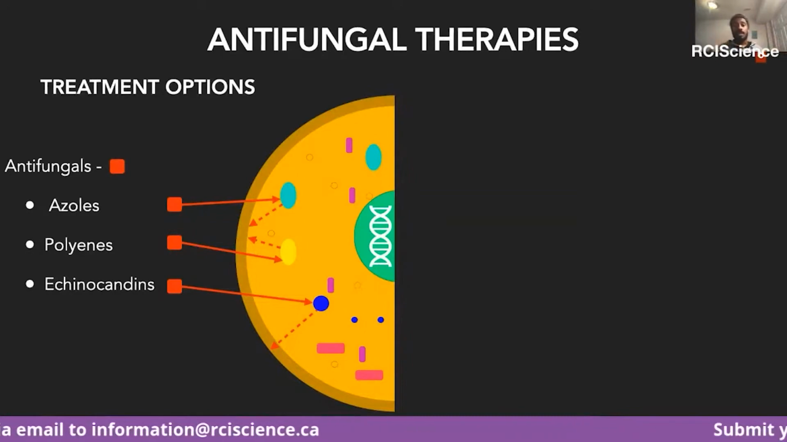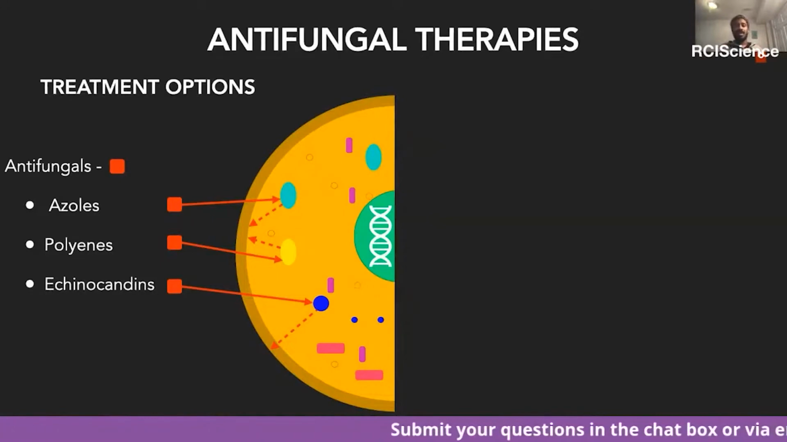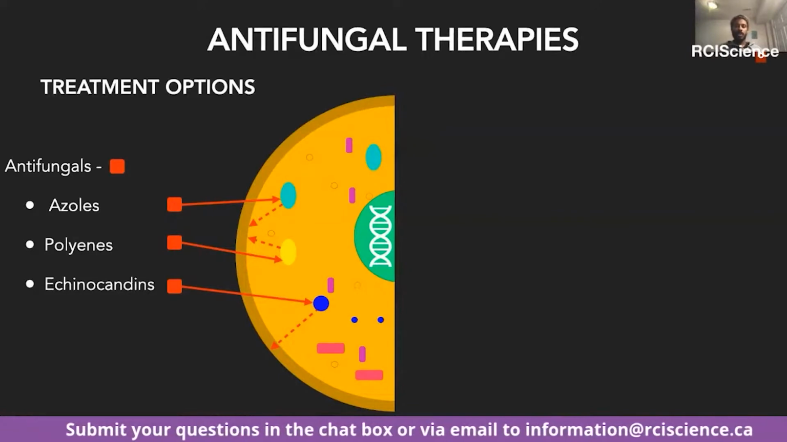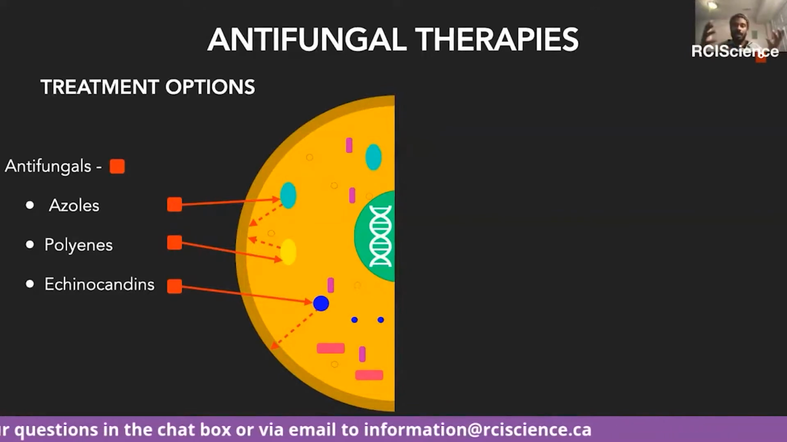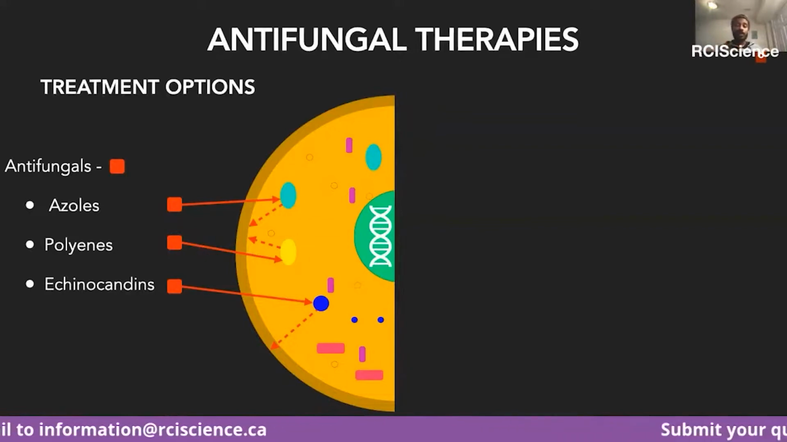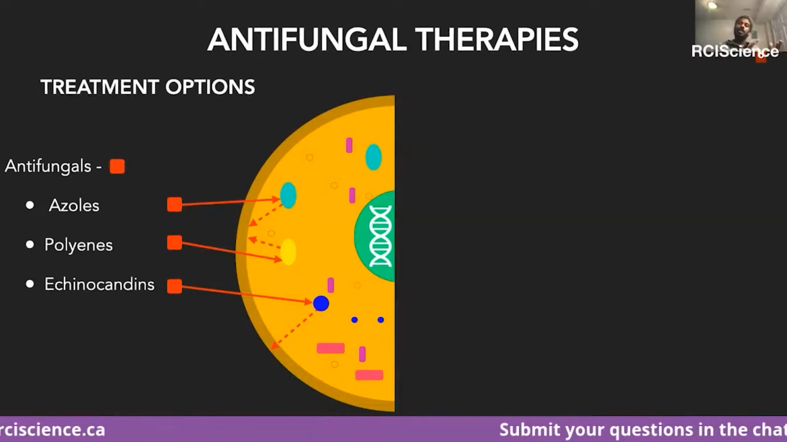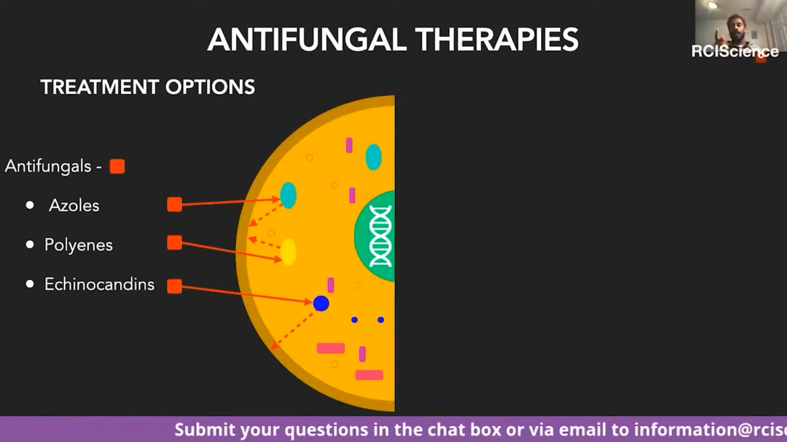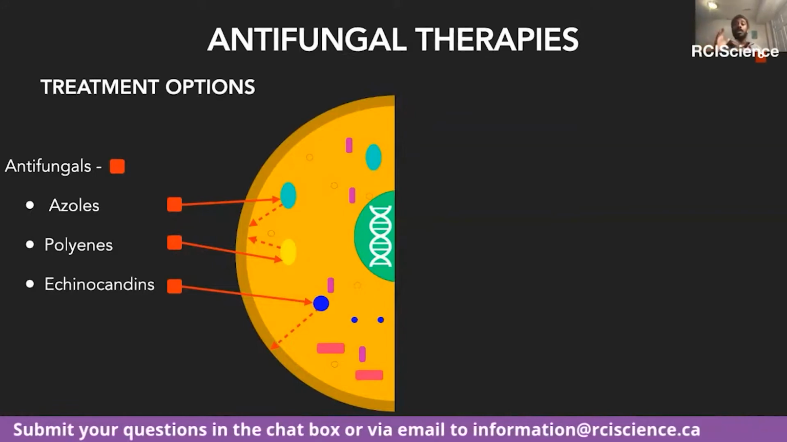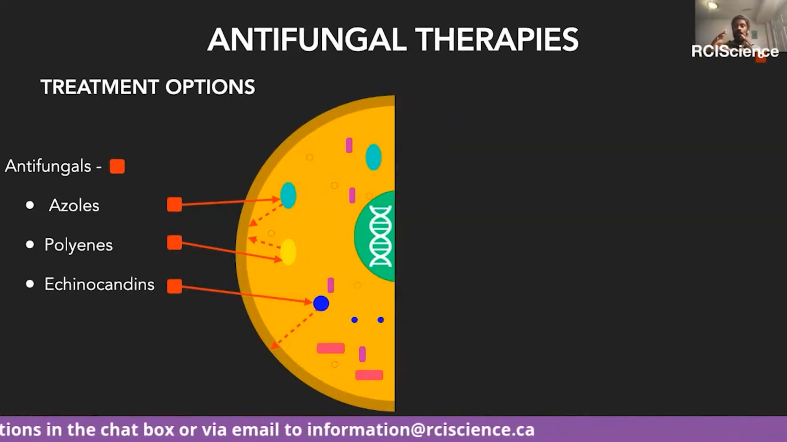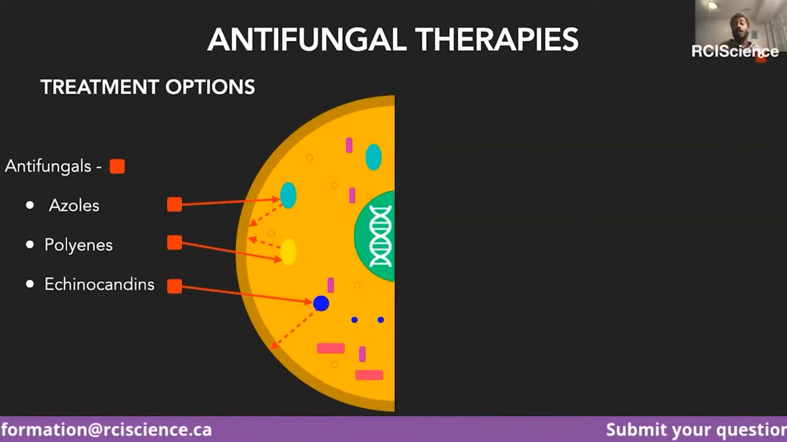Then we have the polyenes. The polyenes are antifungals that physically bind to components of the cell membrane. It forms these antifungal-induced pores in the membrane and causes the cell to literally rupture, killing it. And finally, we have the echinocandins. These are a cool group of antifungals that, similar to azoles, prevent the creation of new cell components. But instead of targeting the cell membrane, they target the cell wall. Without a cell wall, it essentially weakens or removes the pathogen's ability to survive in its environment. And the echinocandins end up killing the fungal cell.